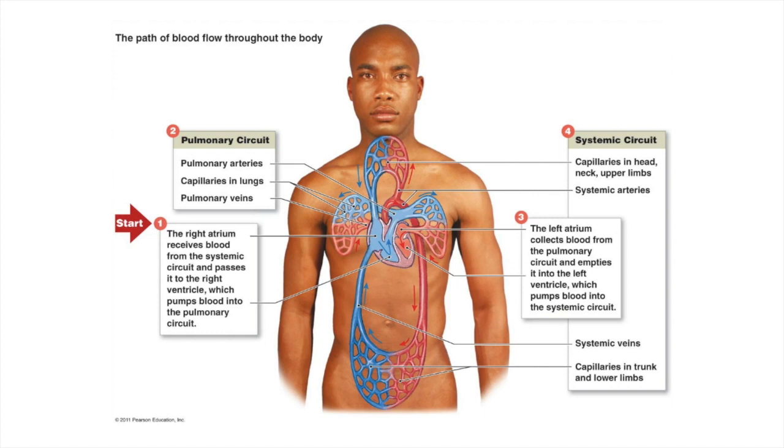So this figure shows the two circuits. The pulmonary circuit, which you can see here, would go to each lung. That takes blood to the lungs, where the blood picks up oxygen. And then you have the systemic circuit. Some of the blood's going up, some's going down. The systemic circuit is delivering blood to the rest of the body.